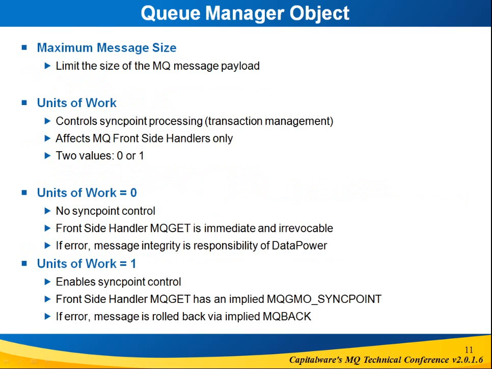Maximum message size is pretty obvious. It is the maximum size of messages that can be handled in the DataPower box by this particular queue manager object. Units of work, as I said before, this is probably the most important parameter in the sense that it controls sync point. It has two values, 0 or 1, and notice it only affects the front side handlers. It does not affect the back end. The back end has its own set of parameters.